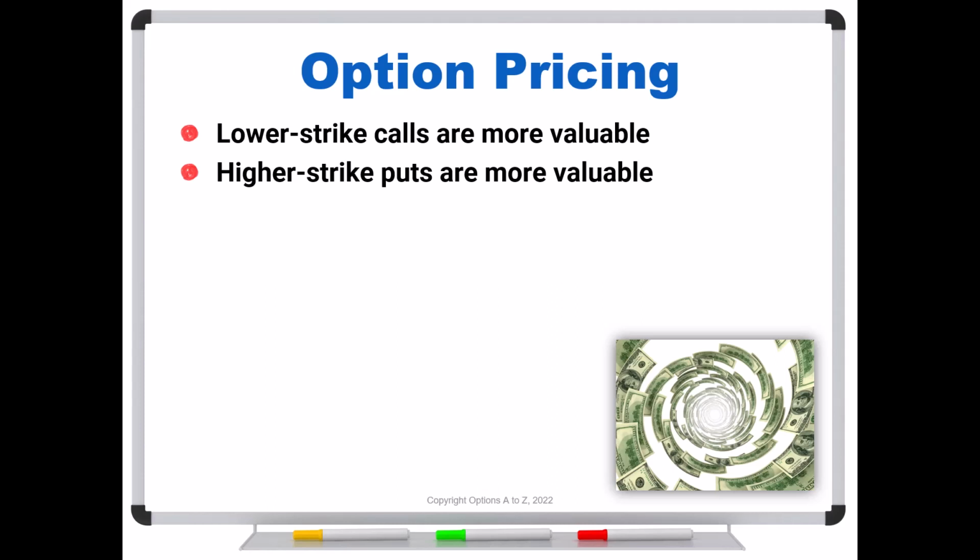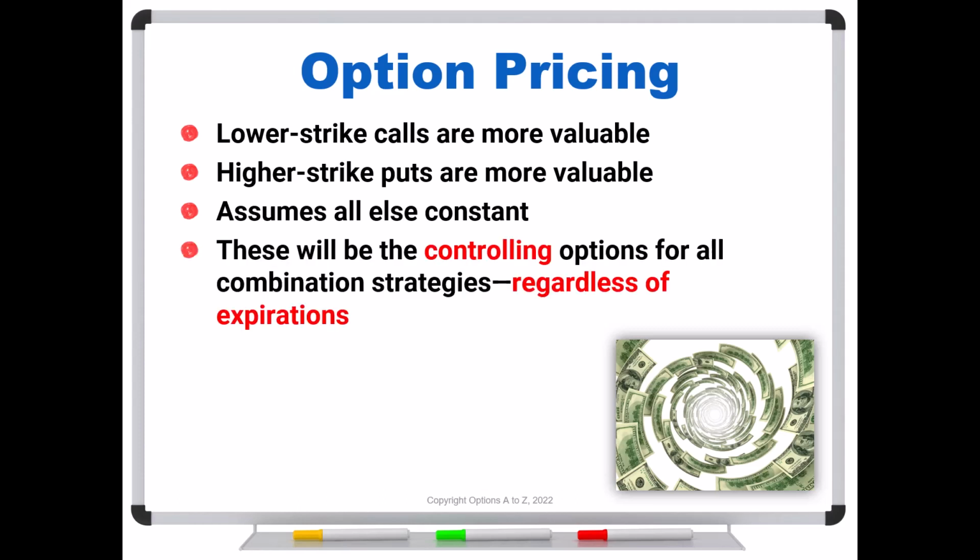Now, probably the more realistic reason why this relationship must happen is because of arbitrage. I've talked about that in previous videos, but for right now, you just need to understand that lower strike calls and higher strike puts are more valuable. Now, of course, this assumes that all else is constant. We're talking about the same expiration date and the same underlying stock. So these will be the controlling options for all combination strategies, regardless of the expirations. And that's what makes this a very handy little trick to figure out if a certain strategy has a bullish or bearish bias to it.